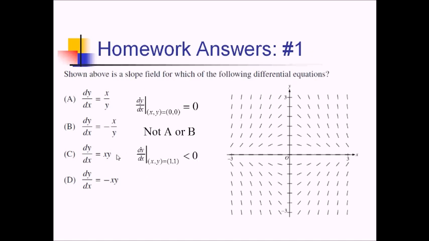Taking a look here, if I plug in 1 and 1, 1 times 1 is going to give me a positive number for choice C and a negative number for choice D. So this is a no-brainer. C is gone because it's positive, and D is the answer.